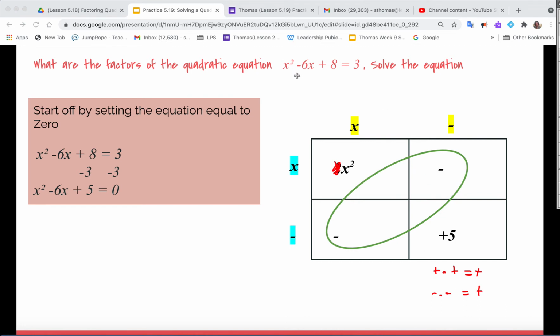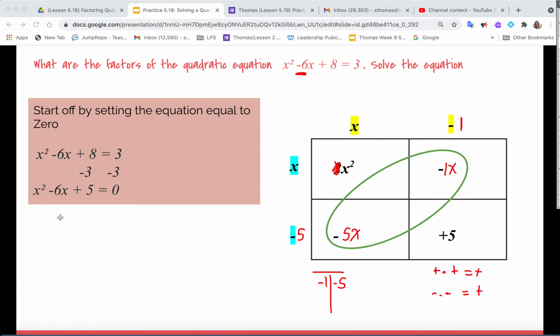Since the b term is negative, negative 6, we're going to assume that both of our factors will have to be negative. So a negative 1 times negative 5 seems to be the factors that would work in this particular case. If we put negative 1 here, this would be a negative 1x. And if we put negative 5 here, this would be a negative 5x.